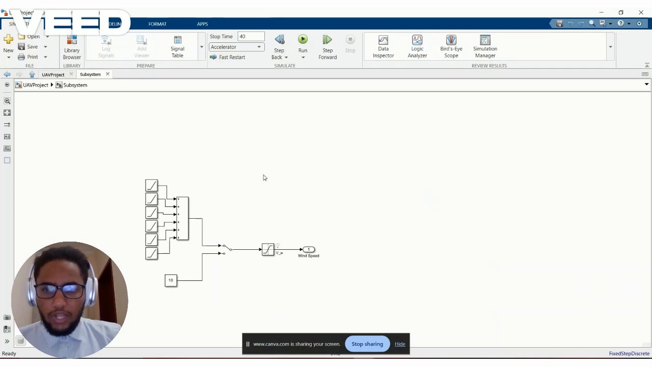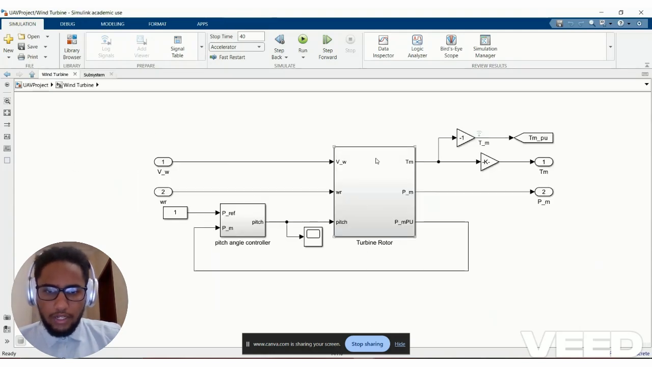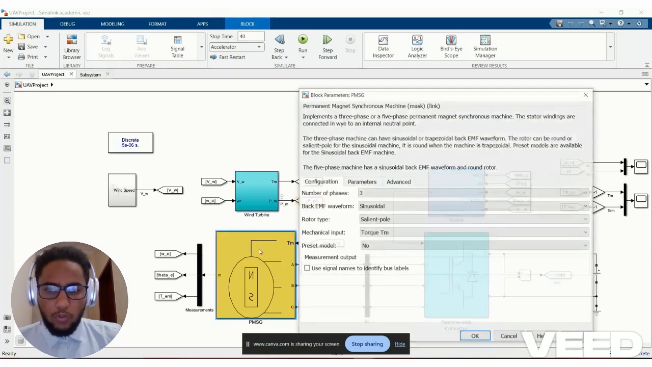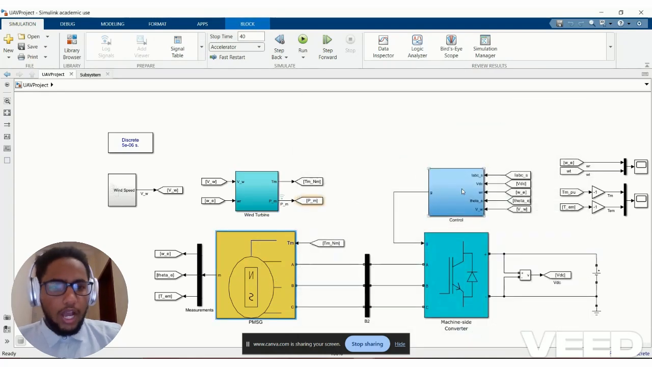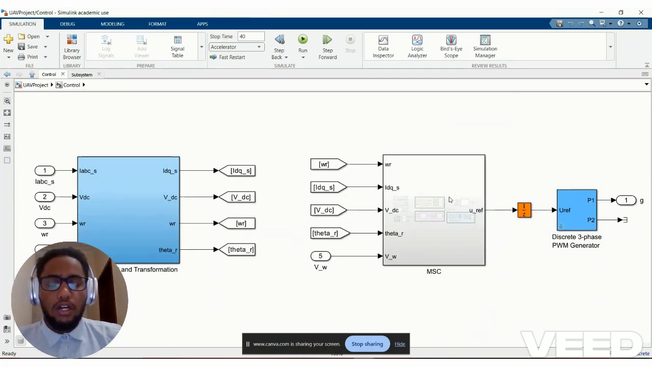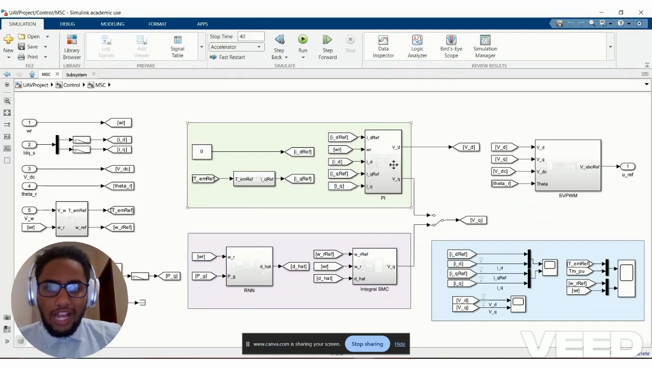So as you can see here, we have the wind speed, whether it is variable or constant, and we have the wind turbine. Here we have the turbine rotor, the pitch angle controller, and etc. And we have the PMSG with the setting variables. And here we have the machine side converter, as I mentioned before, and the controller, the most important thing in this whole simulation. Here we have the MSC controller, the sliding mode control, as you can see here.